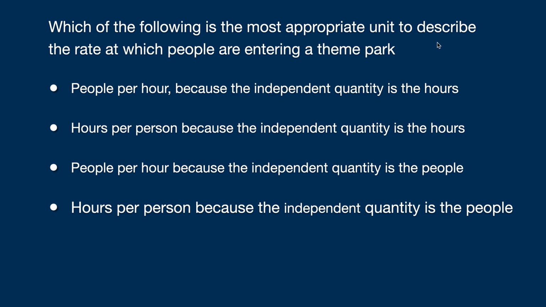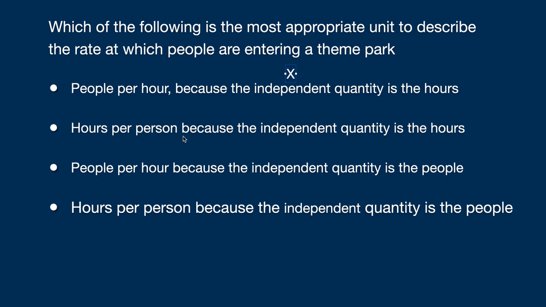Which of the following is the most appropriate unit to describe the rate at which people are entering a theme park? People per hour, because the independent quantity is hours. So remember, independent is X. If you want to just make a note of that. People coming in per hour. So that means that the hours is the independent quantity.